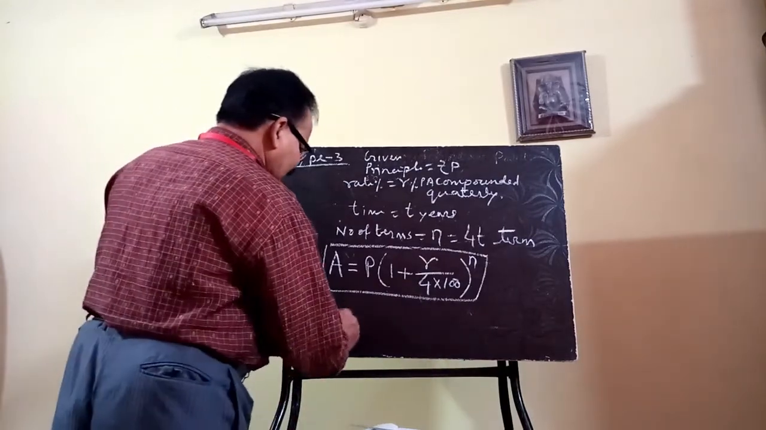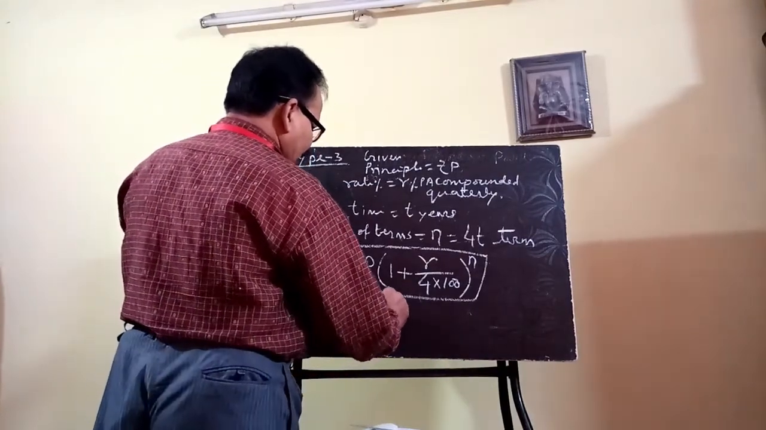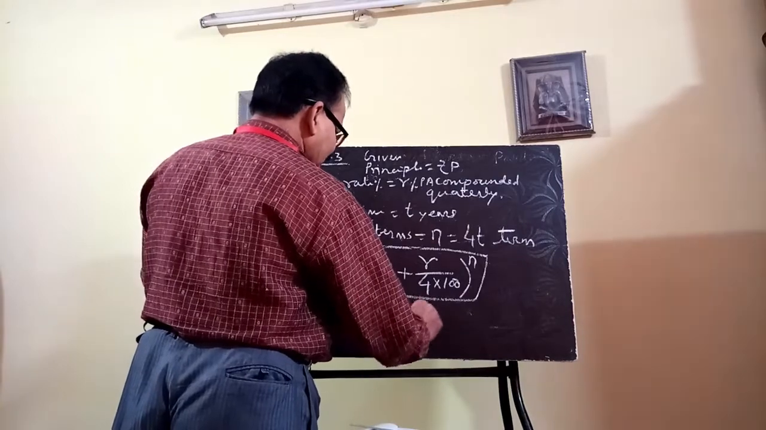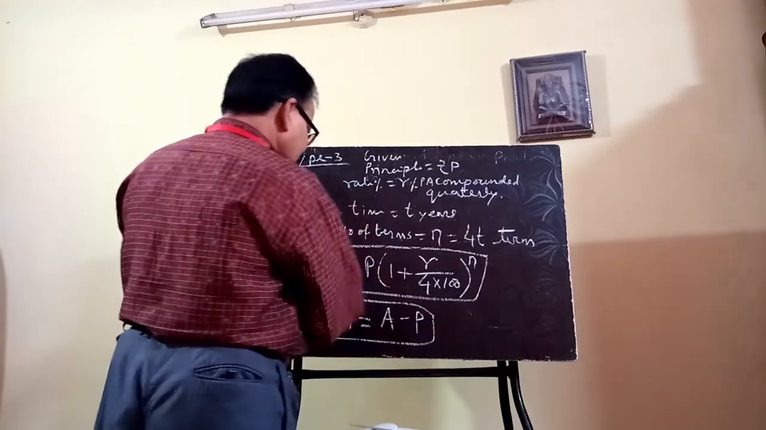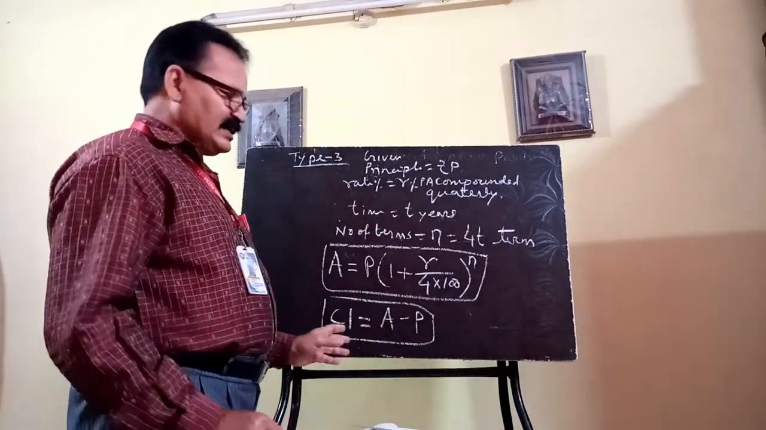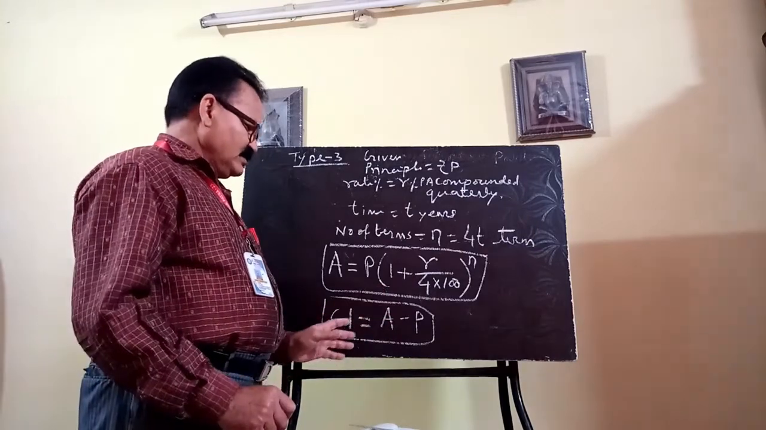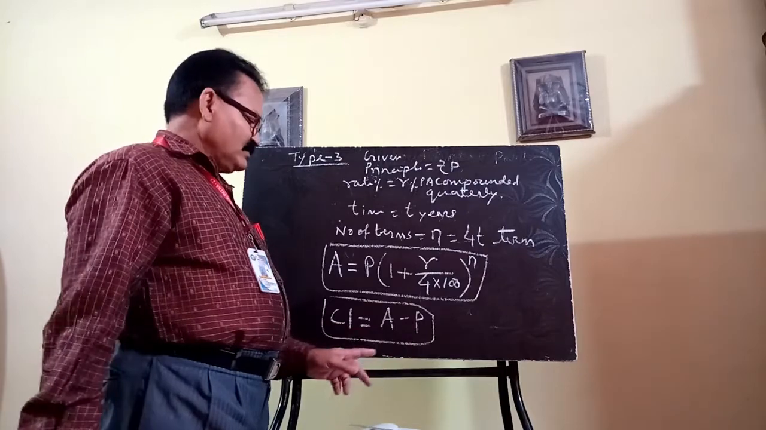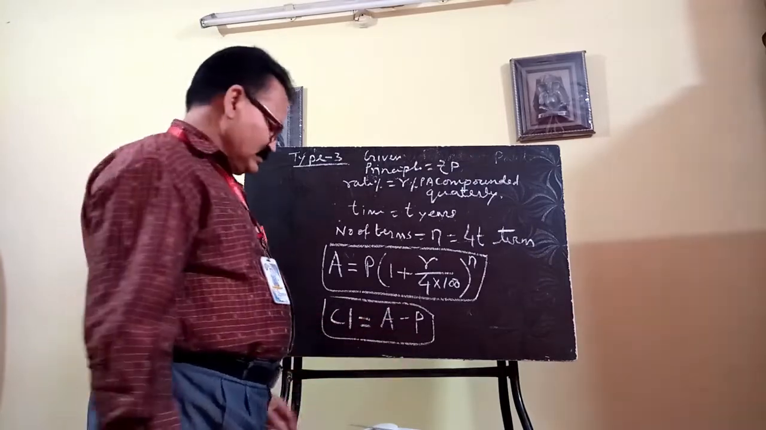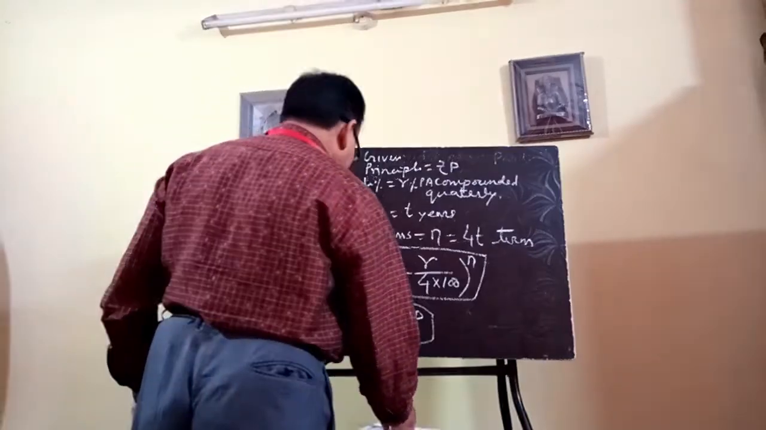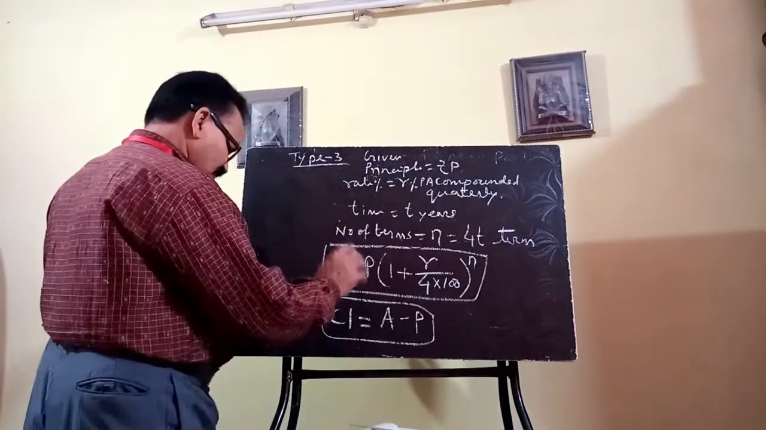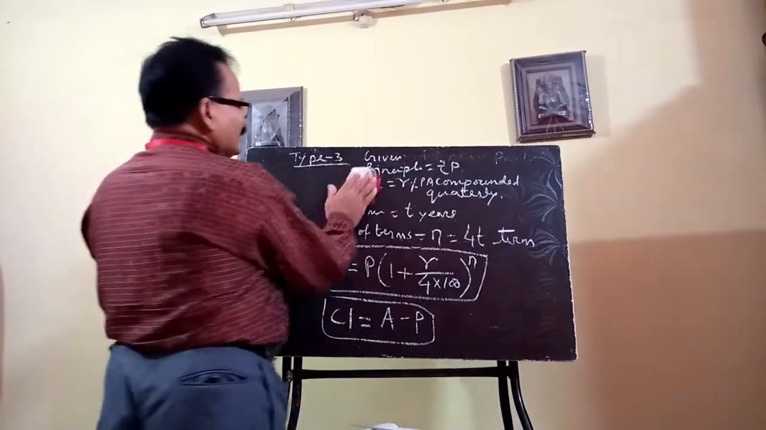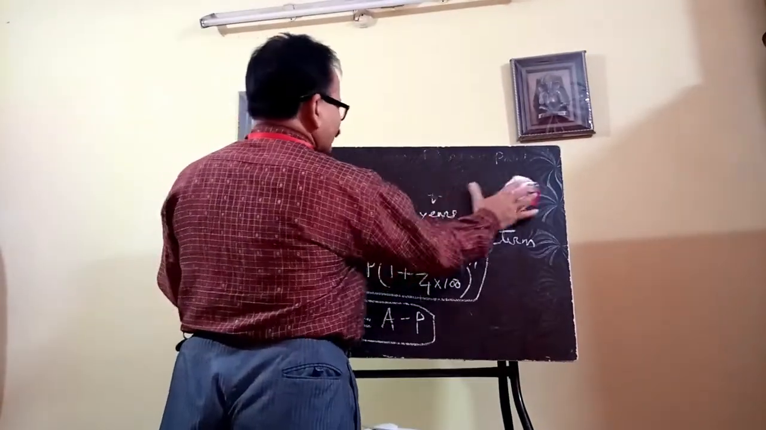Then again CI can be calculated by A minus P. In this case, you will be able to calculate the CI by subtracting the original, this P, meaning original sum or original principal. Okay. Another type, this is your type 3. You must write it down. Now I will explain you type 4.